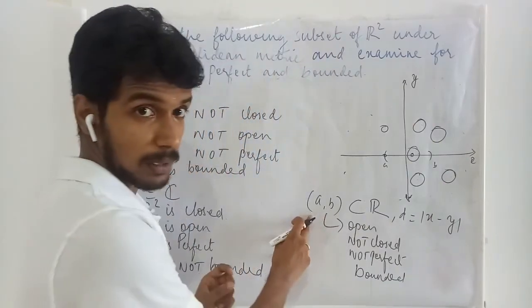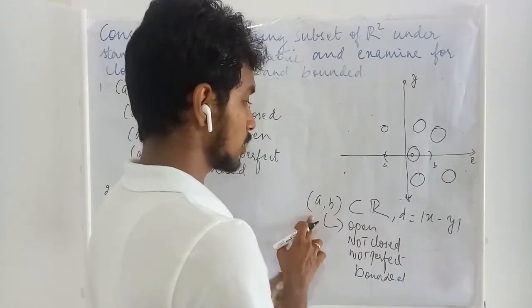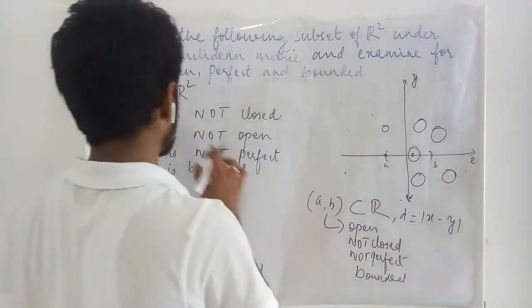So this one you may have as an example of a set which is open in R but not open in R2.